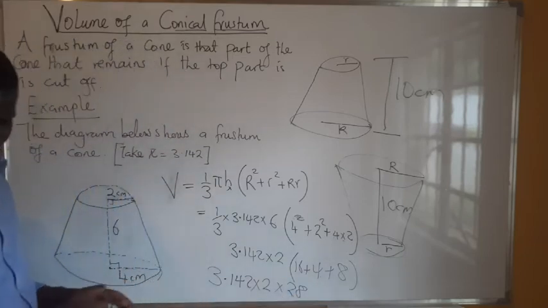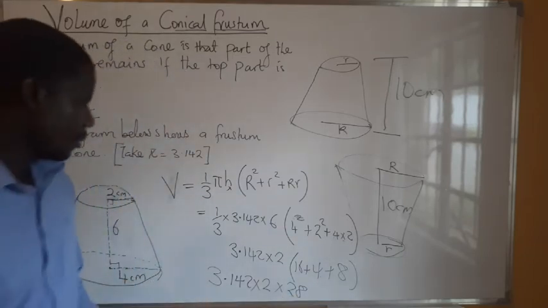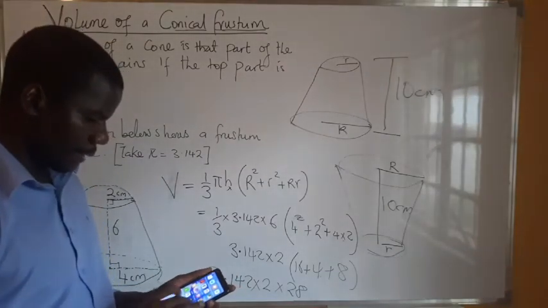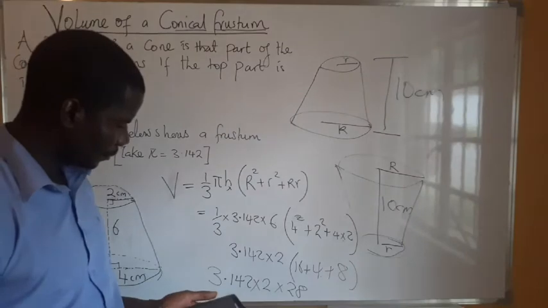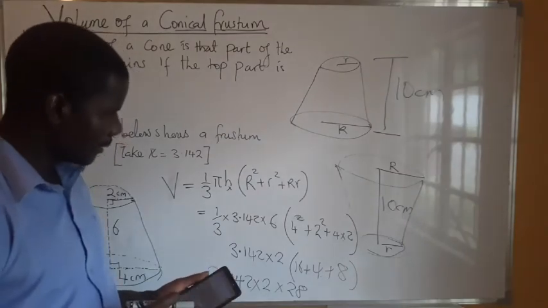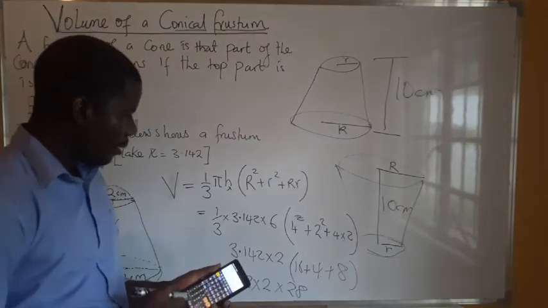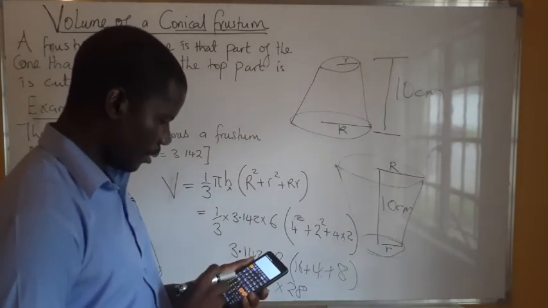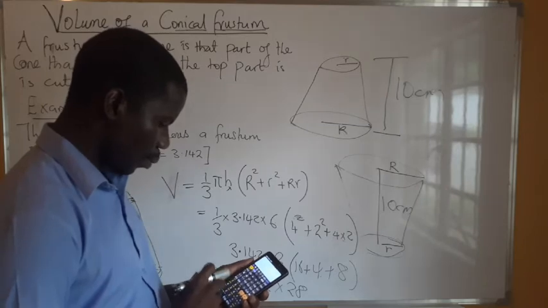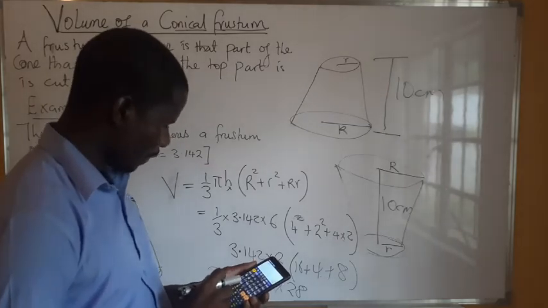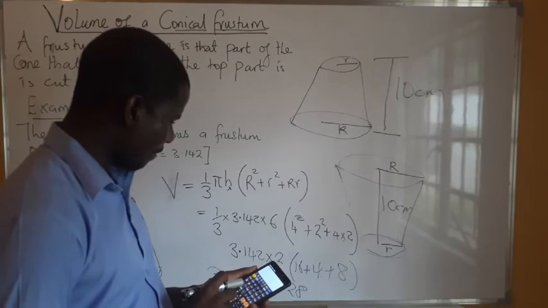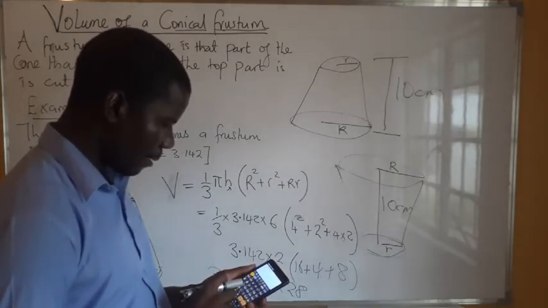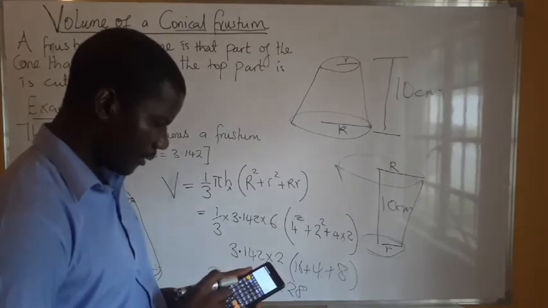So you can multiply here and get your answer. Let's try to multiply here. Okay, so we are going to get 3.142 multiplied by 2 multiplied by 28.